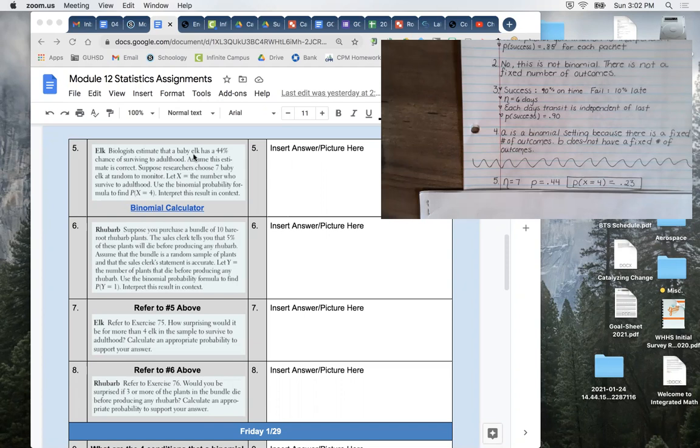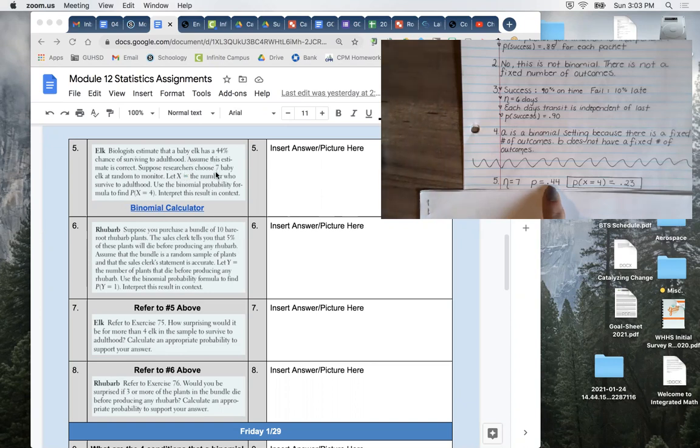So here we have that an elk, a baby elk, has a 44% chance of surviving. And in the end, I do look really quick to make sure it says that we're defining the number who survive to adulthood. So I'm going to use that 44%. If it was asking instead for the percent that do not survive, I'd have to do 1 minus this percent, and that would be my success instead.